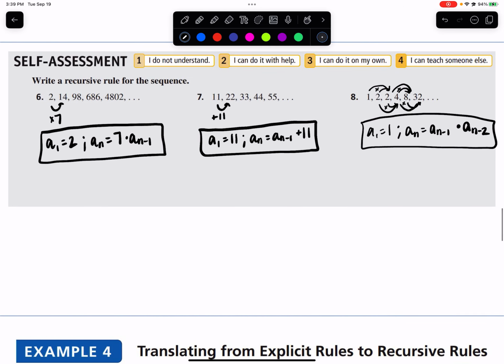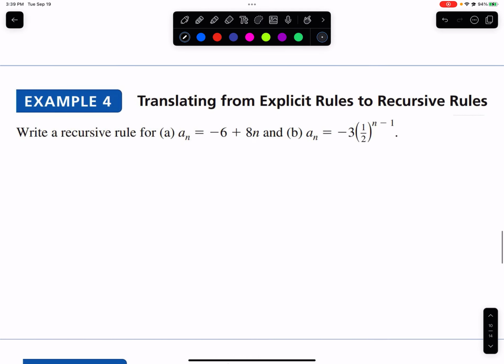All right, pause if you need to keep writing. Example 4, translating from explicit rules to recursive rules. So the first example, we've got explicit, a sub n equals negative 6 plus 8n, and recursive, oh, not B. We're just at part A, sorry. So a sub n equals negative 6 plus 8n.